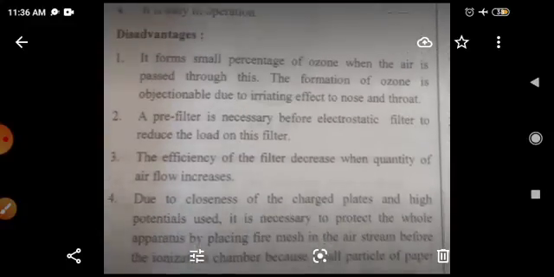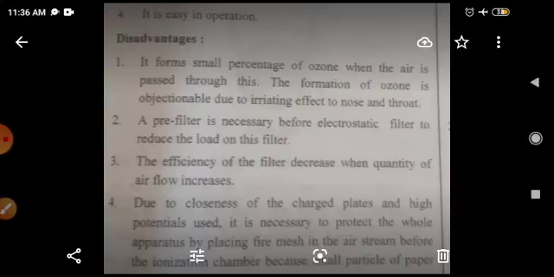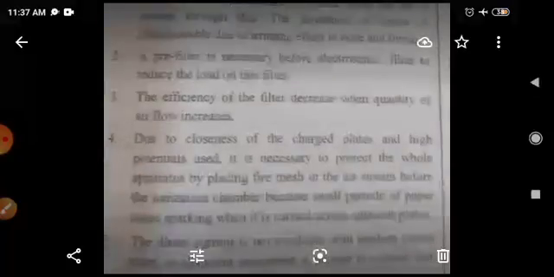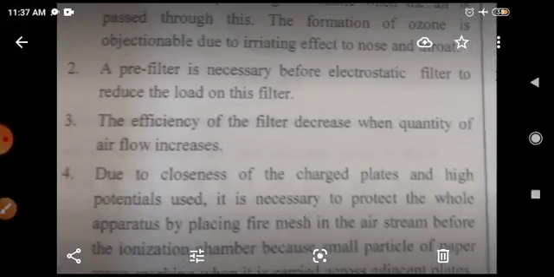Disadvantages are: it forms a small percentage of ozone when the air is passed through this. The formation of ozone is objectionable due to its irritating effect on the nose and throat. A pre-filter is necessary before the electrostatic filter to reduce the load on this filter. The efficiency of the filter decreases when the quantity of air flow increases.